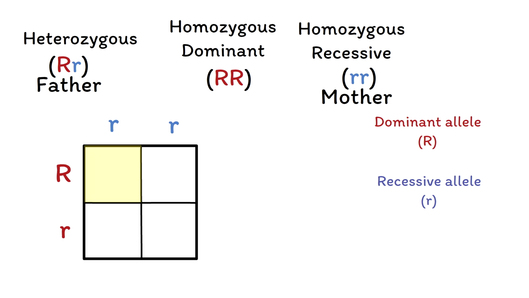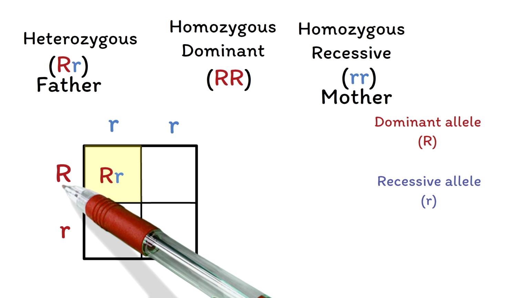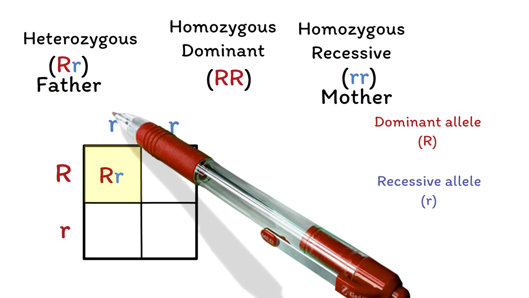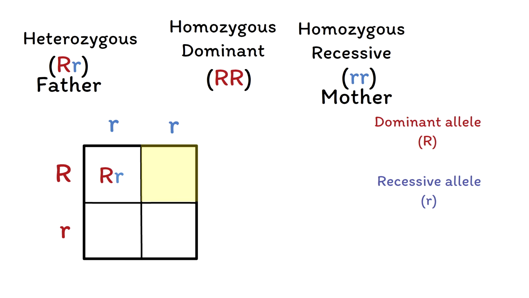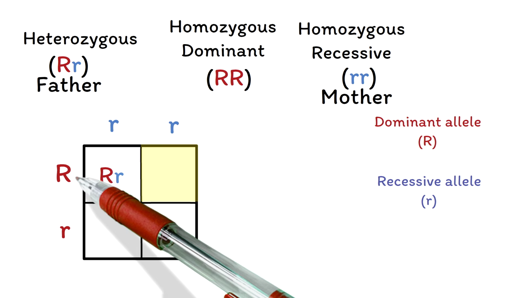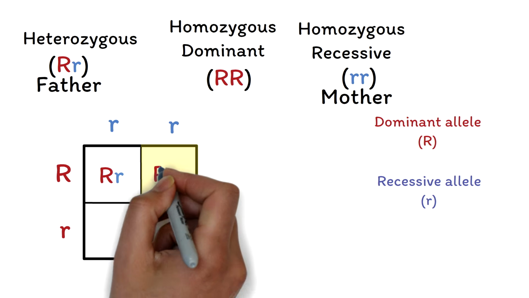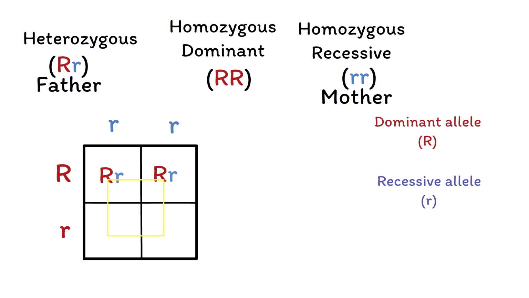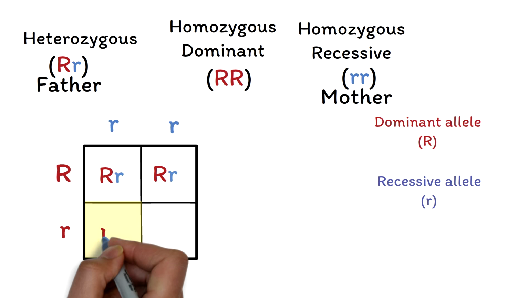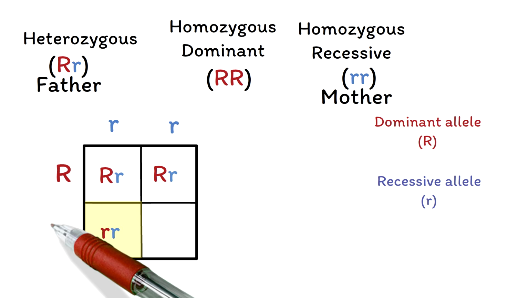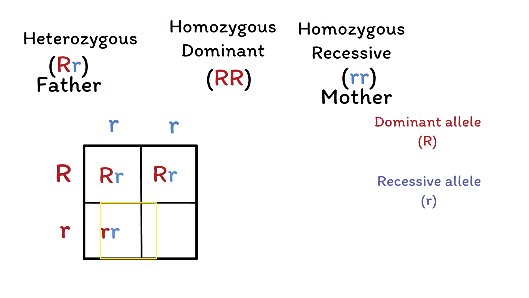The first section will be the dominant R and recessive r. We got that because of this R here and this r here. We do that for the next section. This and this will give us a dominant R and a recessive r. We go to the third section. We have two recessive r. This is because of this r and this r. Then we fill up the last section. Same idea. We have two recessive r.